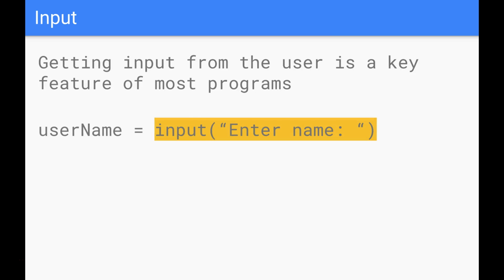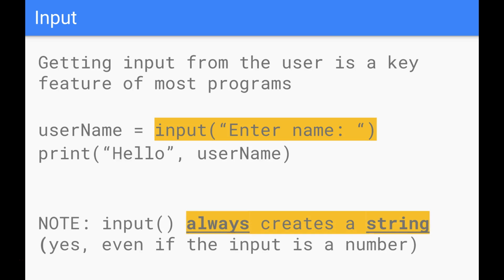In this video we're going to have a closer look at how we can get input from the user and the different types of input that we can get from them. In the previous video we looked at this potential example, getting the user to enter a name and then adding it to an output statement. It's really important to note that input, using this input function, always creates a string.